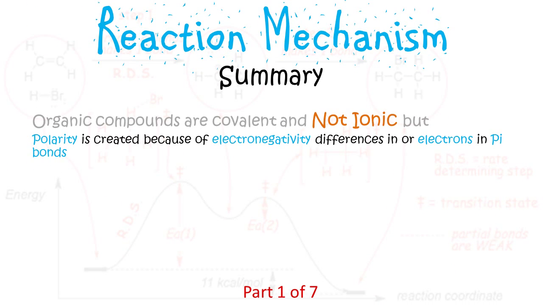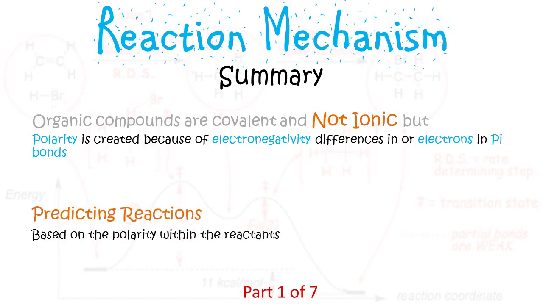So in summary, organic compounds are covalent, they are not ionic, but there is polarity created because of electronegativity differences or because of the pi bonds, and this makes them reactive, and they react differently because of these differences. And reaction mechanism helps us to understand these differences and helps us to predict these reactions.